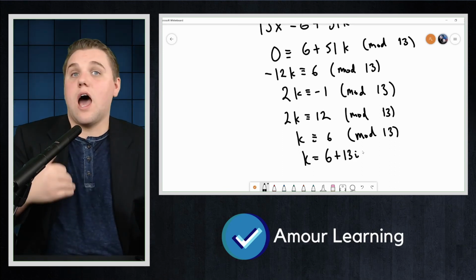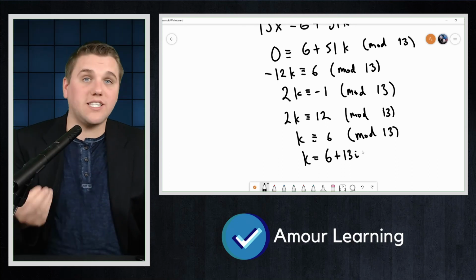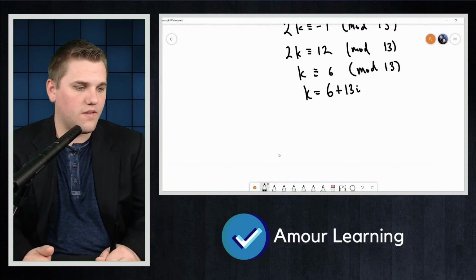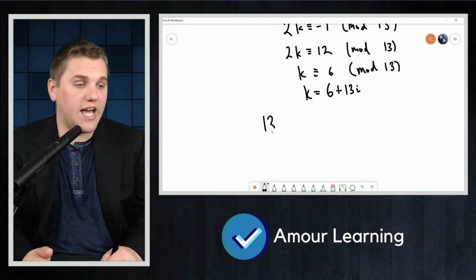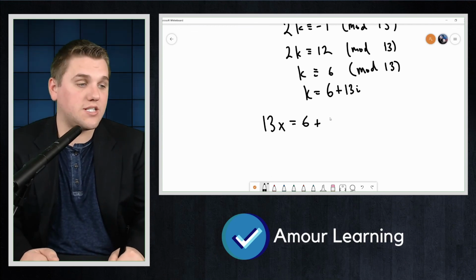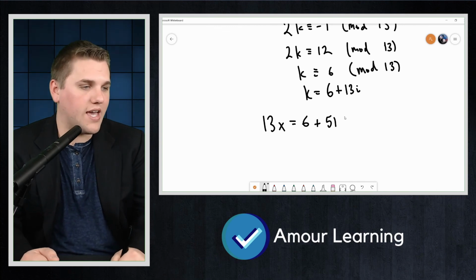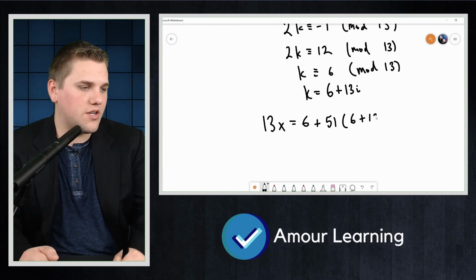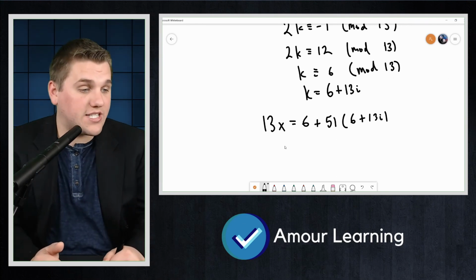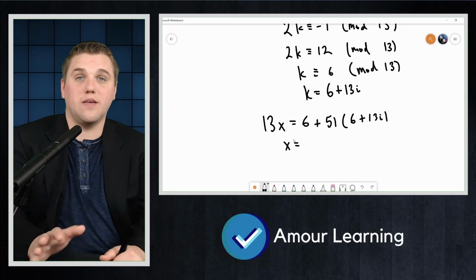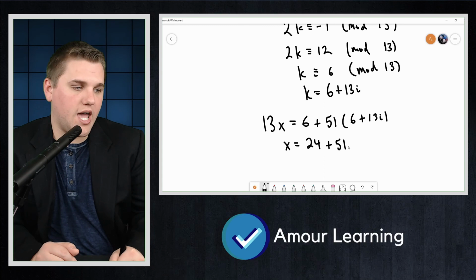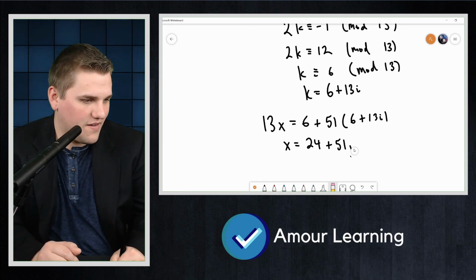Now, we can go back and figure out what x is. This means that, again, 13x equals 6 plus 51k. But we know what k is. It's 6 plus 13i. Which means that x equals, if we divide everything by 13 and reduce, 24 plus 51j. Sorry, I was using i.